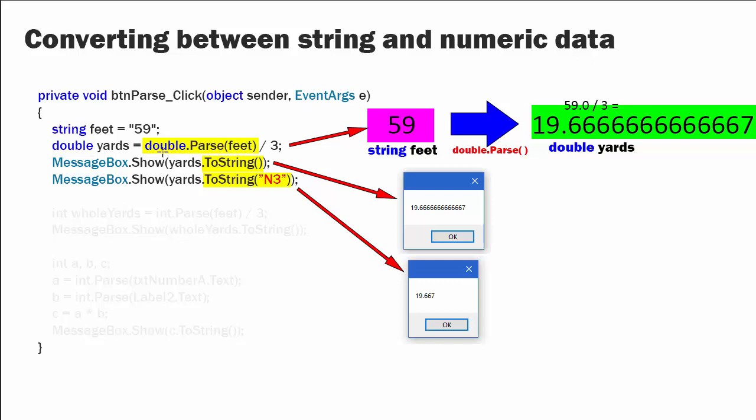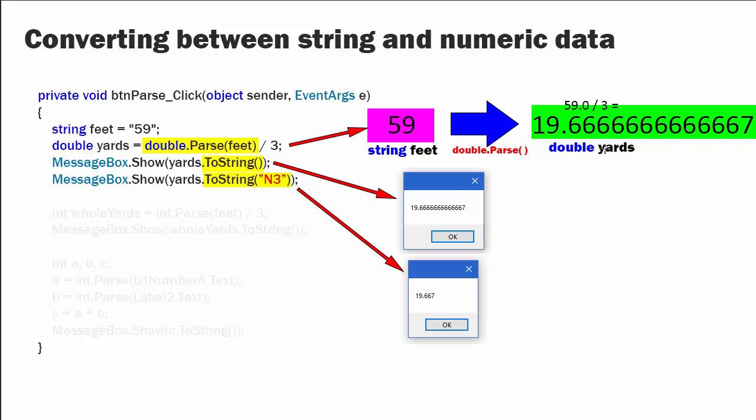And I can then take that double value and divide it by 3 and assign that whole result to another variable called yards, which is of type double. And here is the result of that. Doubles have 15 significant digits, and I get 19.66666666667. Not sure I got the correct number of 6's in there, but you get the idea.